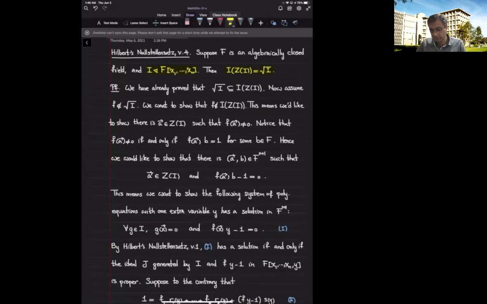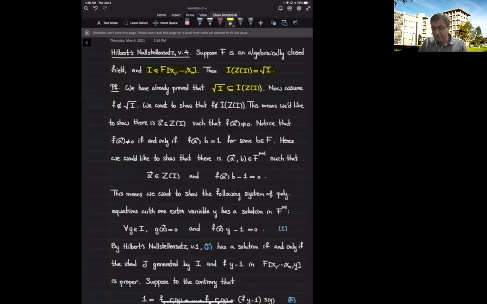Okay, so now let's try to prove this result. We have already discussed that the radical of I is a subset of I of Z of I. Now we want to show the other way around. We are going to use a trick that's called the Rabinowitsch trick. Okay, so what is it? Let's try to think about what we want to do, and the trick comes to us.